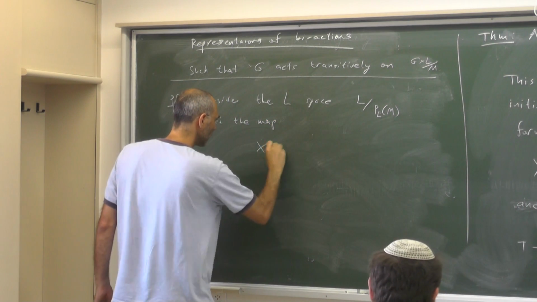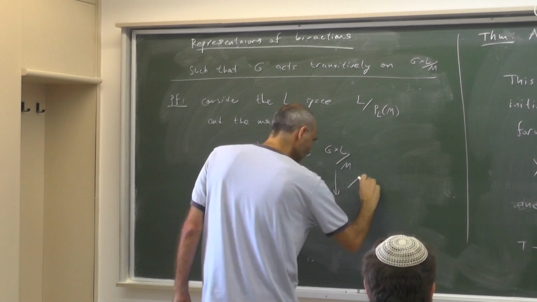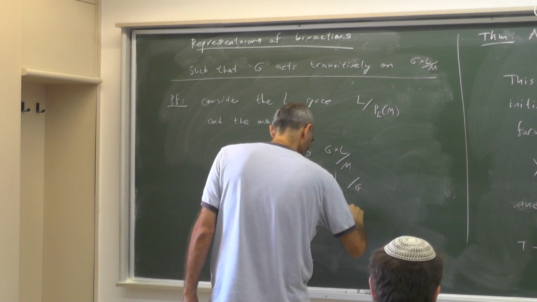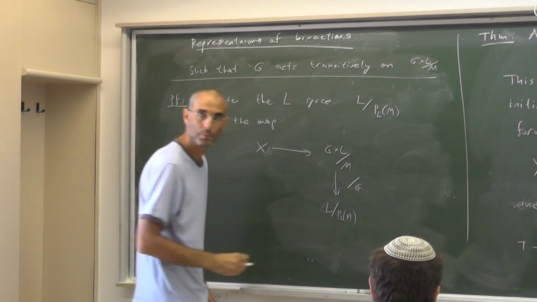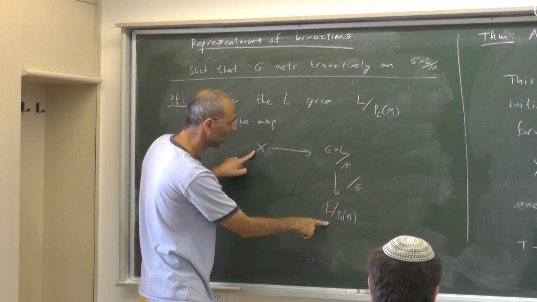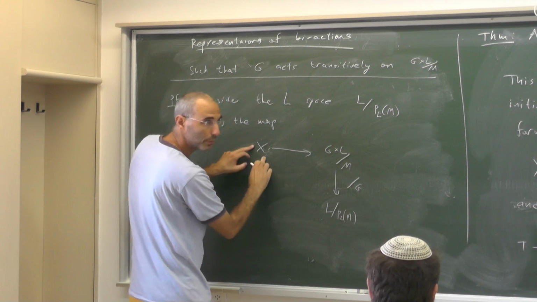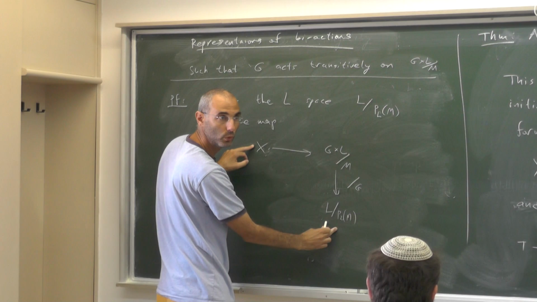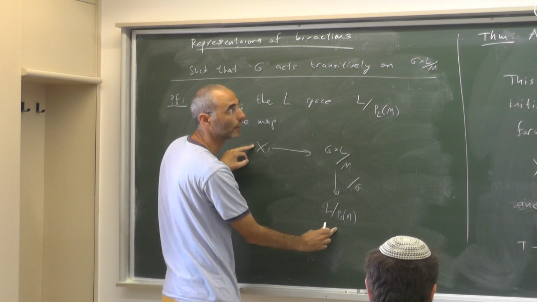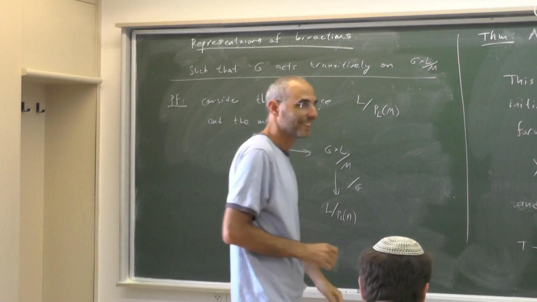And the map we send x to g times L mod n. This is basically dividing by g. I'm getting a map to L. So I'm having a map from x here. And since it is g invariant, this map will be invariant with respect to, who is that one which I have to remember? T went to L.